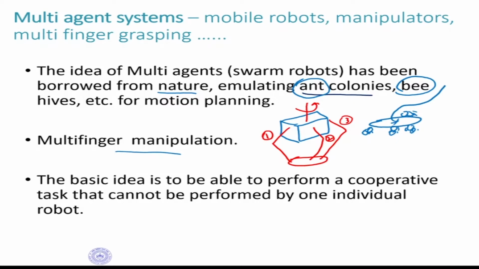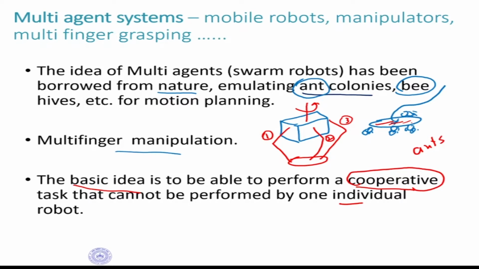Okay. Now again, the basic idea here is to be able to perform a cooperative task that cannot be performed by one individual robot. So in the case of the bees or the ants, in the case of the ants that we are seeing here, one ant cannot lift this object and take it somewhere. So there are multiple ants which are actually catching it and taking it somewhere. Okay. So the very basic idea is cooperation. When one individual robot cannot do this task, then multiple robots can actually come together and do this task.